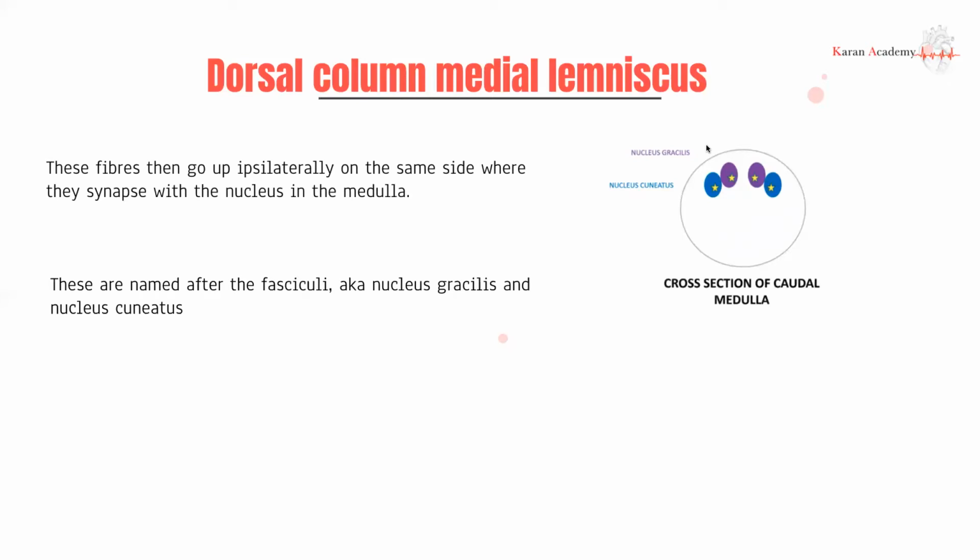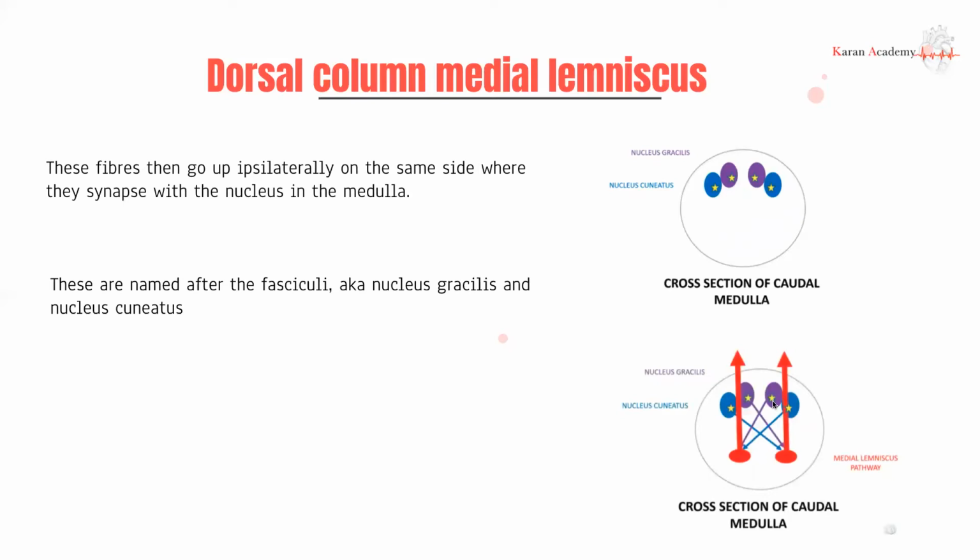Now, with all three of these tracts, you have two sets of neurons, right? The same neurons go up and synapse here, and then from here on they go somewhere else. But until then, I hope you've understood that they go up on the same side and they synapse on the same side with the nuclei.